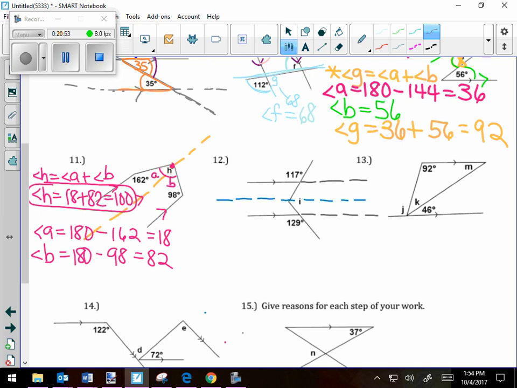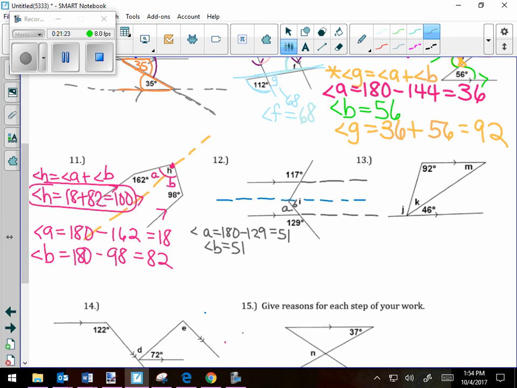When I do this, one of the things that I notice is what I'm going to call angle A here is 180 minus 129, which gives me 51 degrees, because angle A and 129 sit on a straight line. And then angle A is related to angle B because it's alternate interior, so angle B is also 51.